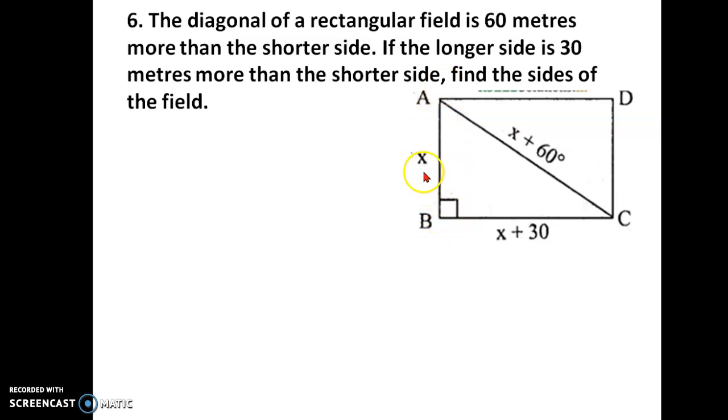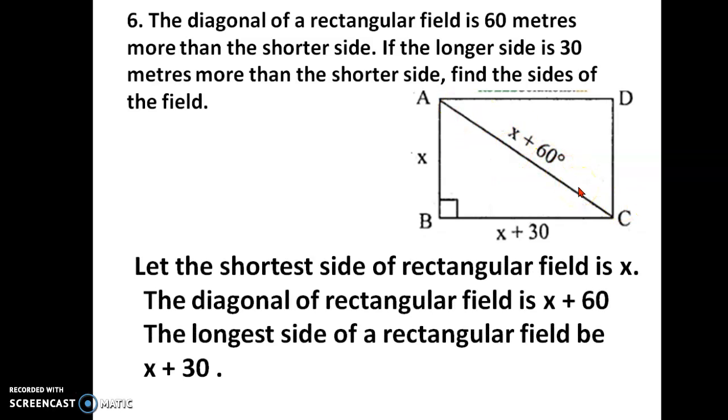So let us take that length as x. It is given the diagonal is 60 more than the shorter side. So x plus 60. Okay. Then the longer side is 30 more than the shorter side. So that's why x plus 30. The longer side, that is length. Length is x plus 30 and breadth is x and diagonal is x plus 60.